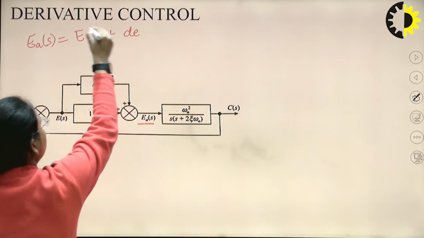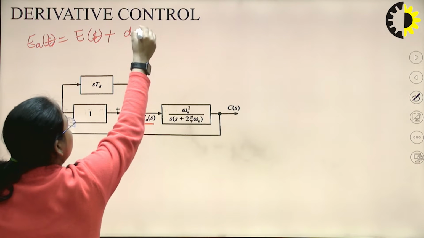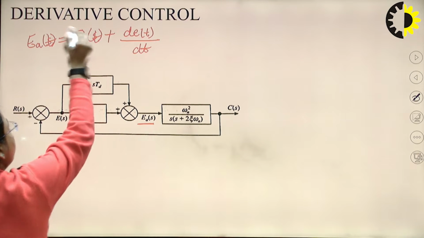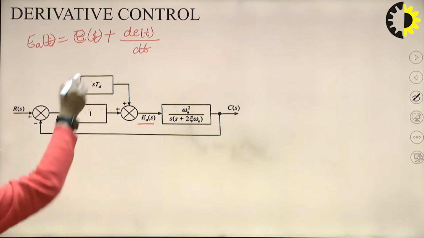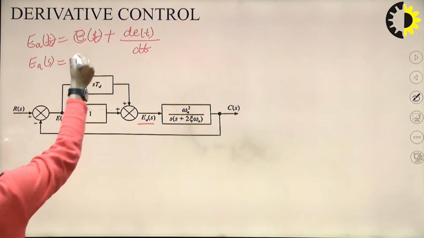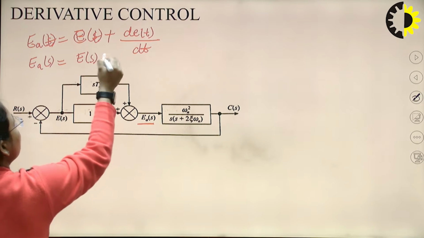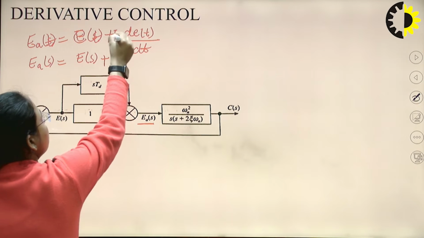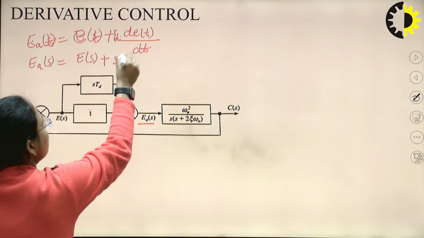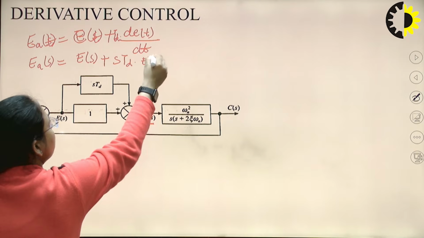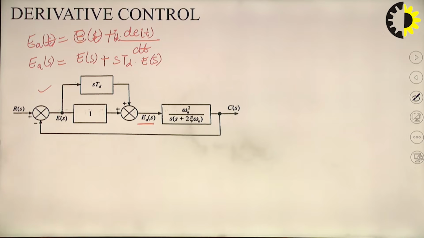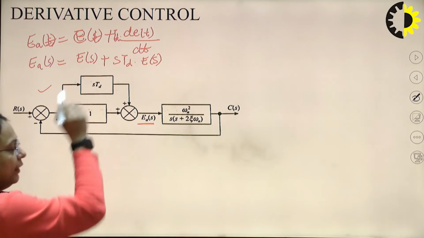Derivative of e(t) with respect to t, de/dt. This will be a small e, right? If we write it in the S domain, then we can write it as E_a(s) will be equal to E(s) plus, this T_d is the proportionality constant, so this will be s into T_d into E(s), right. So this is the block diagram for the second order control system having the derivative controller in it.